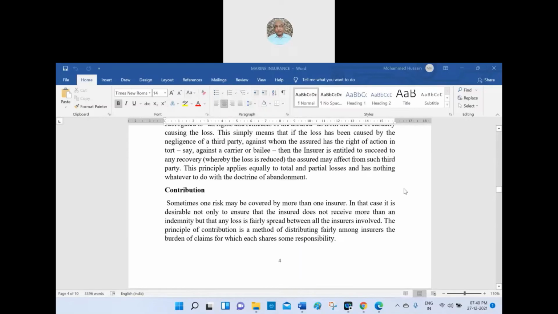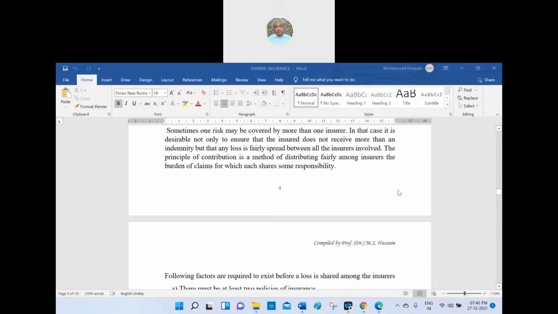Suppose you are insured with the same subject matter with three or four insurers. In that case, you can either claim the entire amount from one, or you can claim a proportionate amount, the contribution, from the others. Suppose one insurer paid the entire amount to you, then that insurer will file a case with the other insurers to give their contribution to him, because he paid on their behalf also. So this is the contribution.